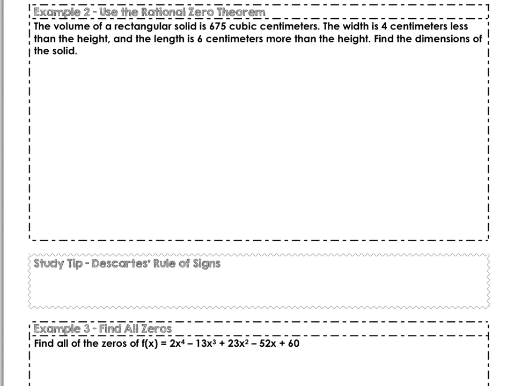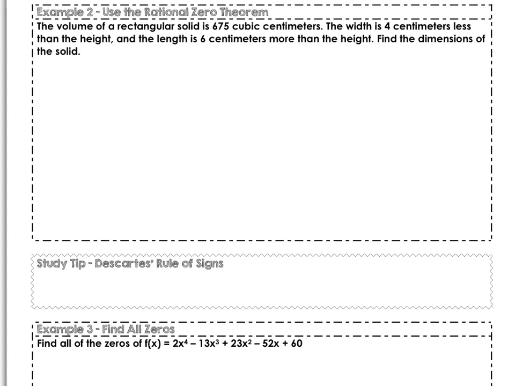All right, 2 more examples. Here we're given a real-world problem where it really is going to require that we interpret what the question is saying. It's giving us a volume of a rectangle. Once again, volume is just going to be length times width times height, okay? And so we're also given dimensions here that the width of this is 4 centimeters less than the height.